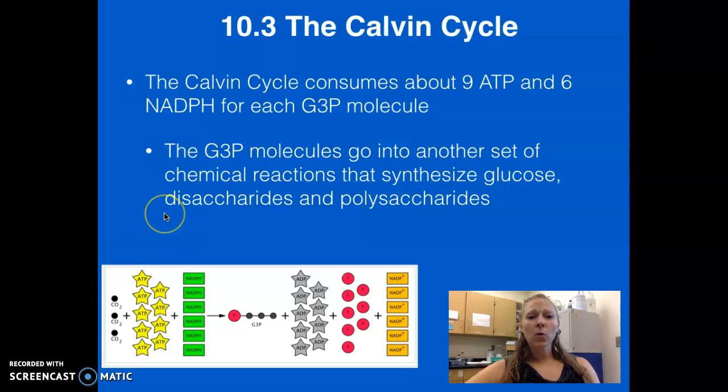So the Calvin cycle on the whole, let's look at the final outcome. The Calvin cycle consumes about 9 ATP and 6 NADPH for each G3P molecule produced. And the G3P don't produce just glucose. They can be used to synthesize disaccharides or polysaccharides. And that is going to be another set of metabolic reactions to produce those molecules.